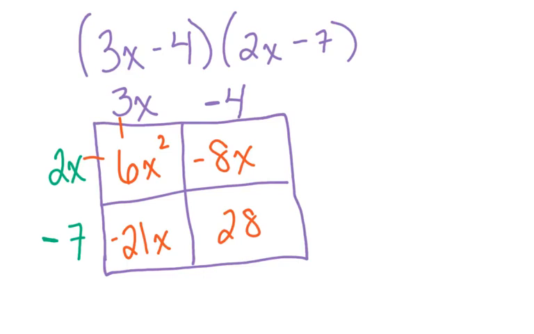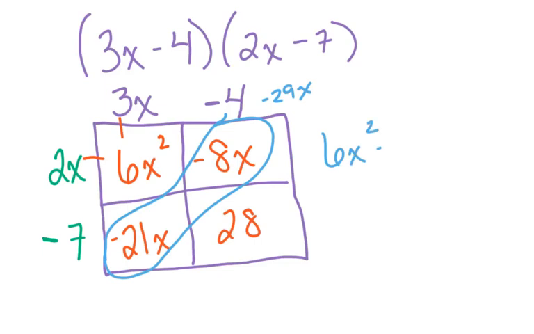And remember, you still have to combine like terms because they're both x terms. So along this diagonal, you're going to combine them, which gives me negative 29x. So writing my final polynomial, you have 6x squared minus 29x plus 28. And there's your product. Again, guys, it doesn't matter what method you choose, just as long as you choose the one that is going to work for you, so you can multiply correctly.